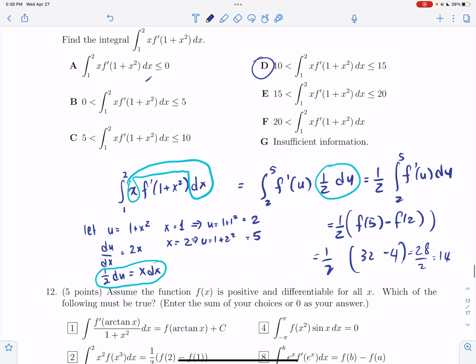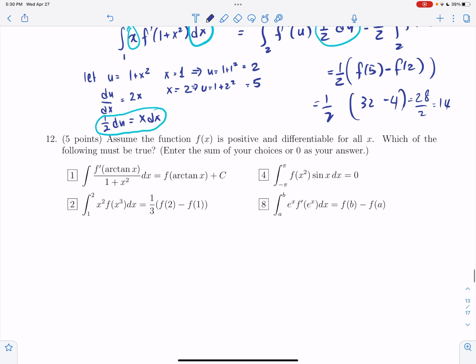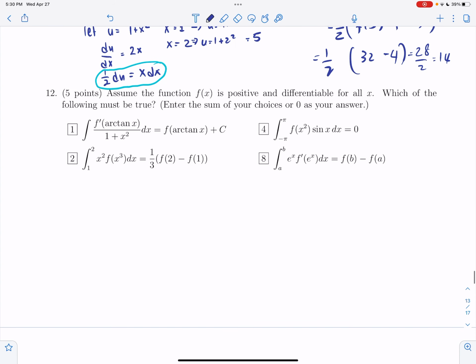Okay. All right. This is the last one we'll look at. Assume that the function f is positive and differentiable for all x. Which of the following must be true? Okay, so let's take a look at the first one. You see that there's arctan and there's 1 over 1 plus x squared. You know the derivative of arctan is 1 over 1 plus x squared.